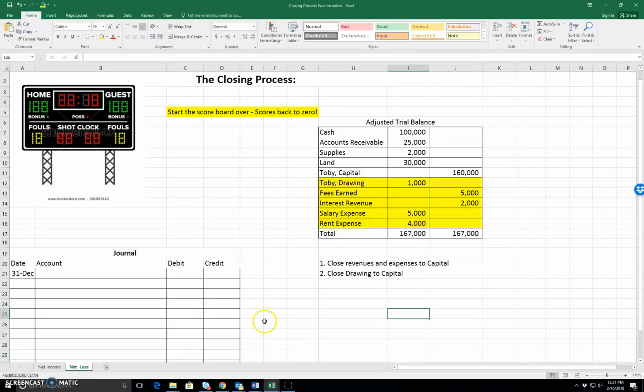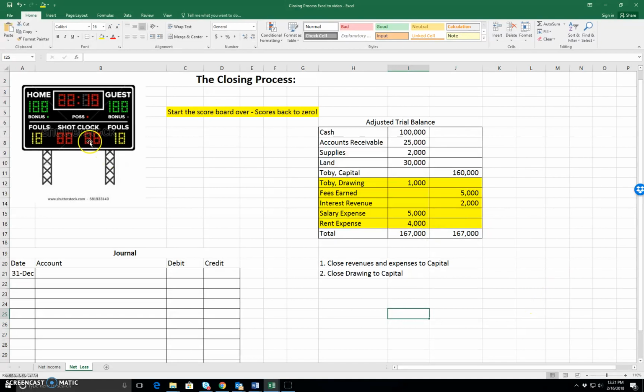Okay, so this video follows the video where I show the closing process for net income. The difference in this video is it's going to show what happens when you are in a net loss situation and how that changes what happens to capital. So the closing process is when you get your account balances down to zero to start the period back over.